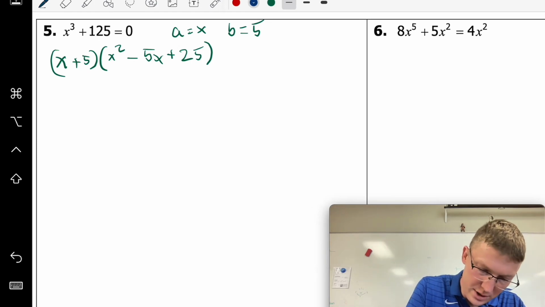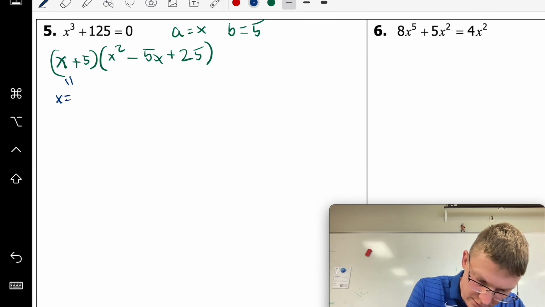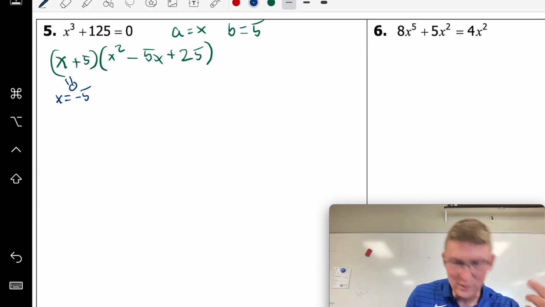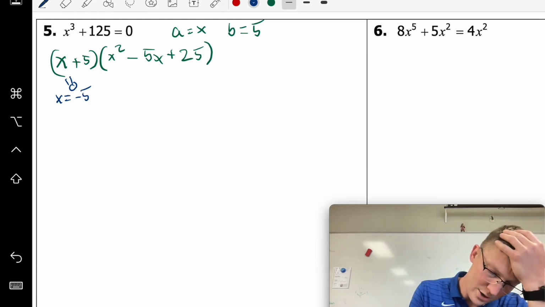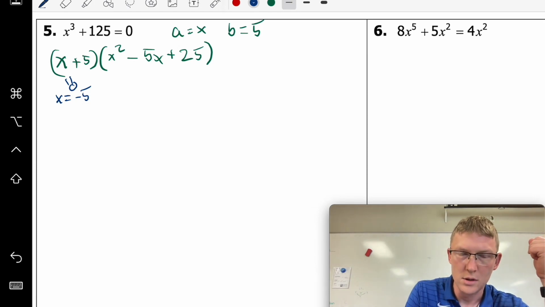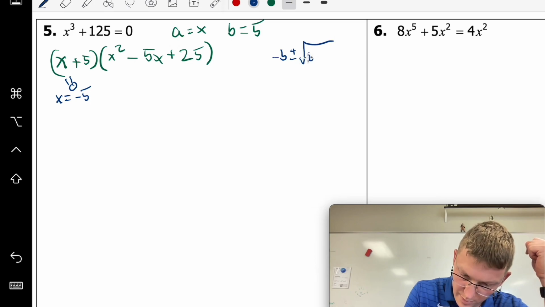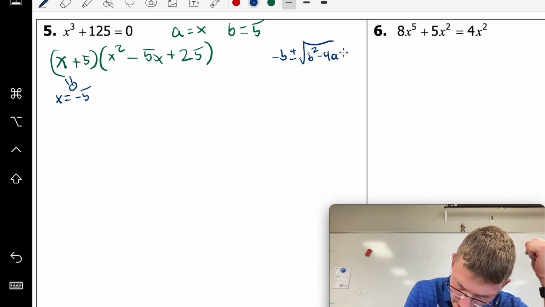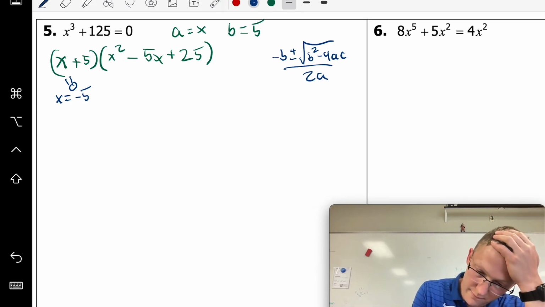So we'll start with the easy one. Here we've got x equals, so we're going to equal 0. X is going to equal negative 5, so that's one of our answers. The other one, here we go, quadratic formula. And that's going to be negative b plus or minus the square root of b squared minus 4ac all over 2a. So we're going to have to plug all of that in.